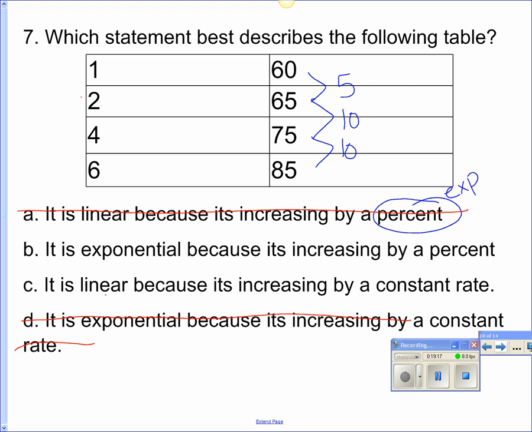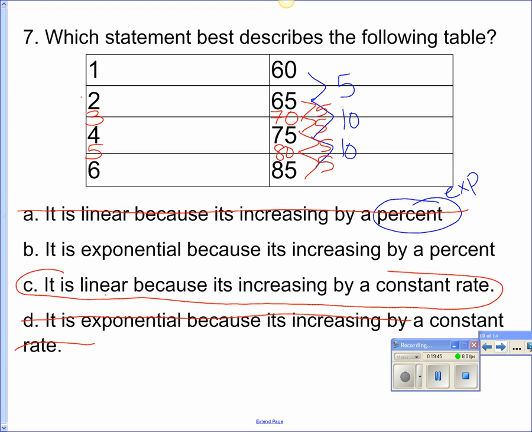They skipped a number. So if I put in 3, what number would go here? 70. So does it still fit the pattern? Yeah. What number do they skip here? 5. So they skipped 80. So if I add in the missing numbers, then it would be 5, 5, 5, 5, which makes it what? Constant. So C. Okay. So you really got to think about some of them.